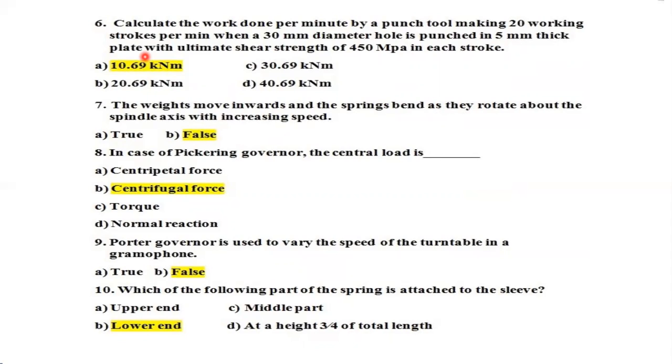If we calculate, you will be getting the value as 212.05 kilonewton. Next, we need to calculate the work done per minute, that is nothing but average force into thickness of the plate into number of holes per minute. So if you calculate, you will be getting 10.69 kilonewton meter.